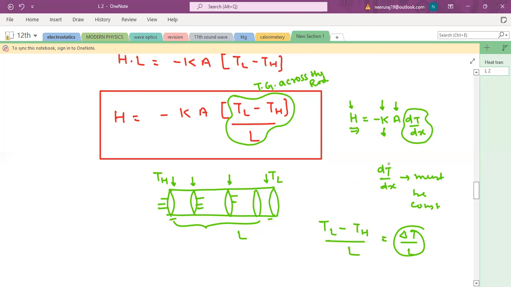In all questions, this dT by dx will not be constant. It will be constant only when K and A are constant. Suppose in some numerical, the area is changing across the length. The area is not constant across the length. Then dT by dx will not be constant, and if dT by dx is not constant, then we can't write like this. Okay?